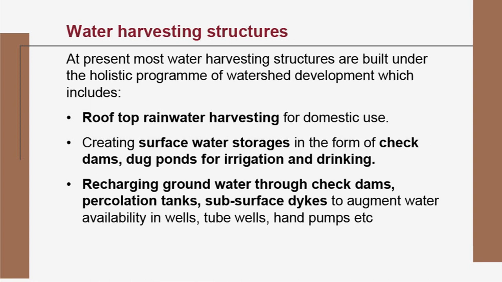Now, let us see what the water harvesting structures are. At present, most water harvesting structures are built under the holistic program of watershed development, which includes rooftop rainwater harvesting for domestic use. Now it is getting importance among people also. Now in many buildings, particularly new government buildings, rainwater harvesting is almost compulsory. So now we have got some interest from the people.